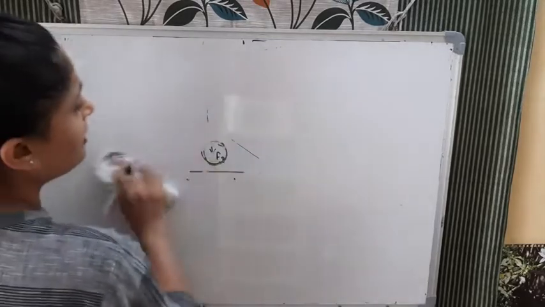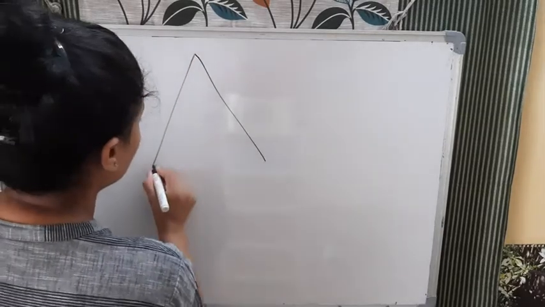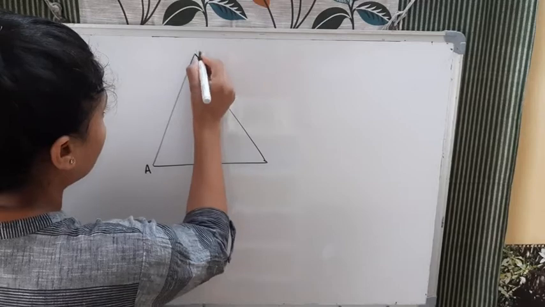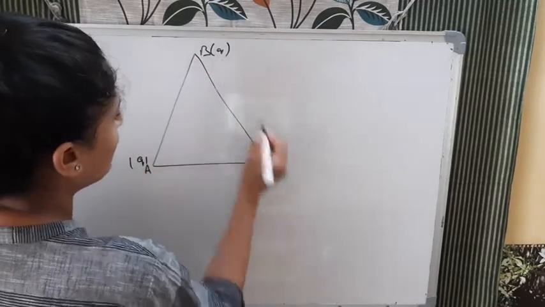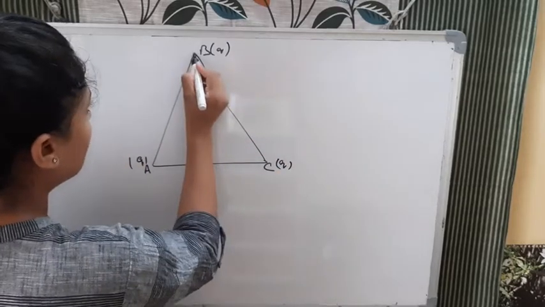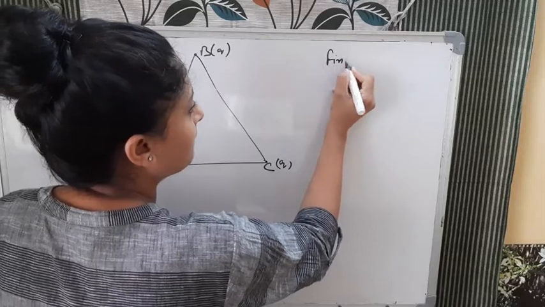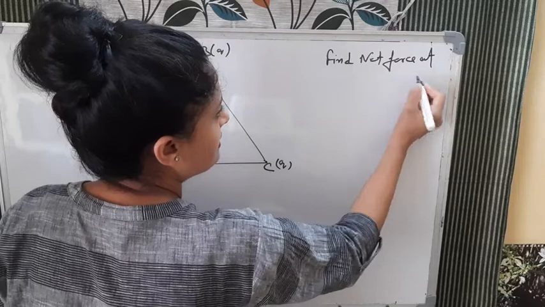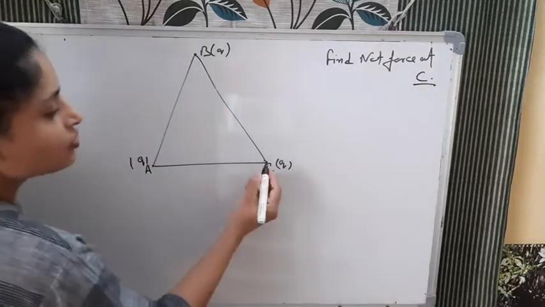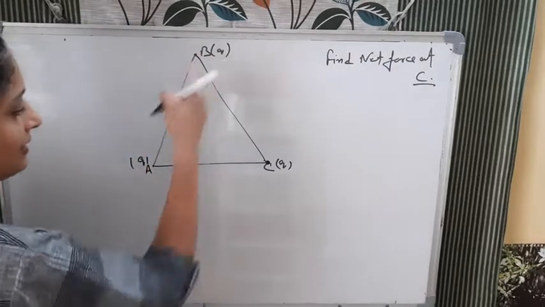Same question, now we only have to change the point. Now we are not finding it at the center, and this time I am saying A, B, C, same Q charges are there, and find the net force at point C. At this point C, what are the other two charges that will apply force? One is at B, one is at A.